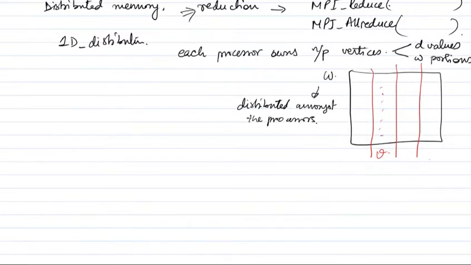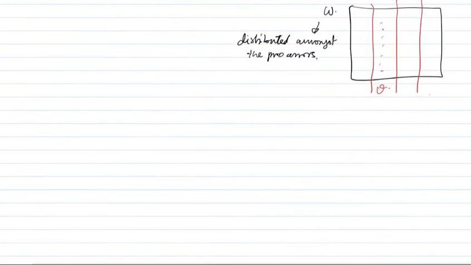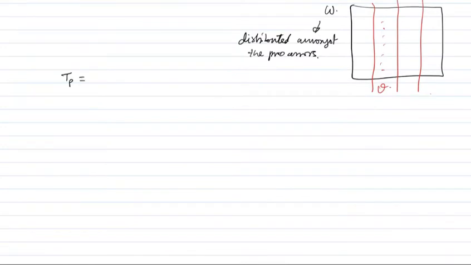Now, let me just wrap this up with a few comments. What is the time it takes? Sequential time is n square, right? What is the parallel time? Well, what about the computation? The computations were just distributed amongst the P processors, right? Nothing else was really done. So n square by P is the time taken for computations. What about communication?